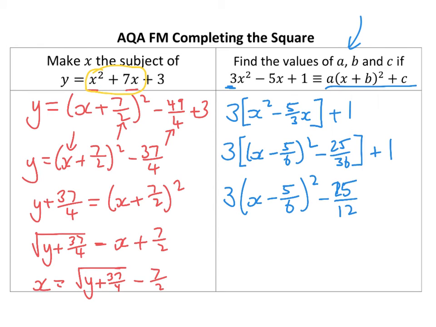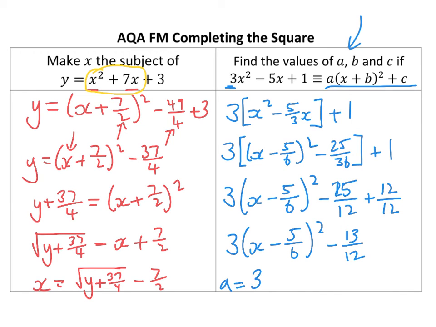Now, I'm going to change that 1 into 12ths, actually, purely so I can simplify nice and easily. And then I'm going to go like this. All right, and then minus, yeah, so I should get minus 13/12. There you go. Now, therefore a is 3, b equals minus 5/6, and c is 6. Jeepers, I keep saying the right thing and writing the wrong thing. c equals minus 13/12. Okay, so that's completing the square.